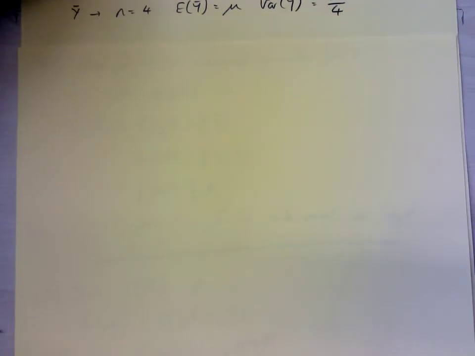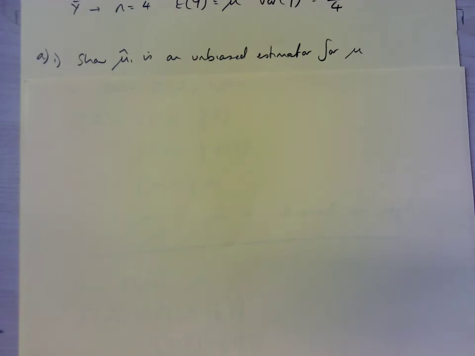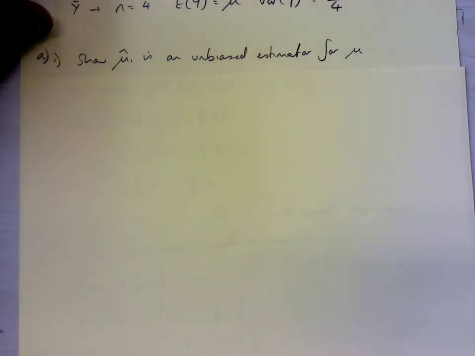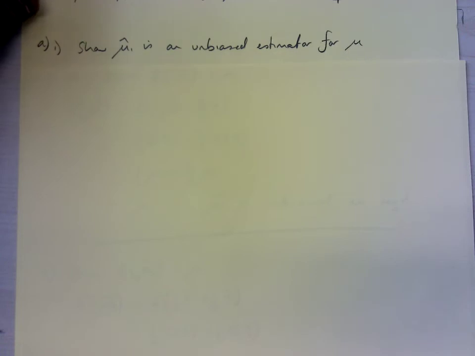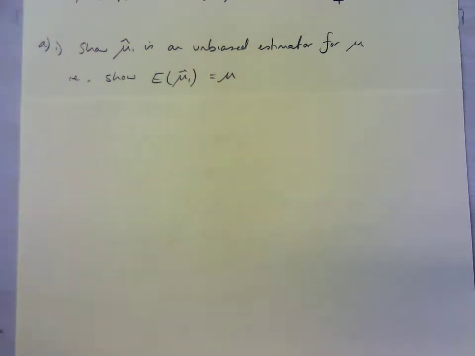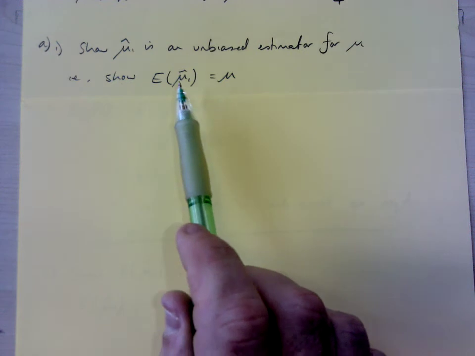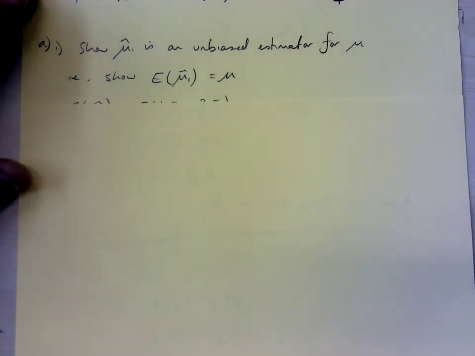Part A asks me to show that, in the first part, mu1 hat is an unbiased estimate for mu. And the key thing with these is to realise what that means mathematically. So I need to be able to translate that into a mathematical statement. Show that the expected value of mu1 hat is equal to mu. And from there, I can start to build it up.